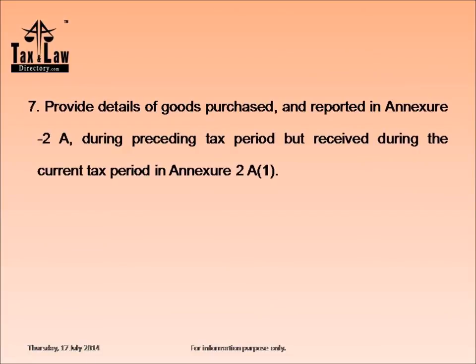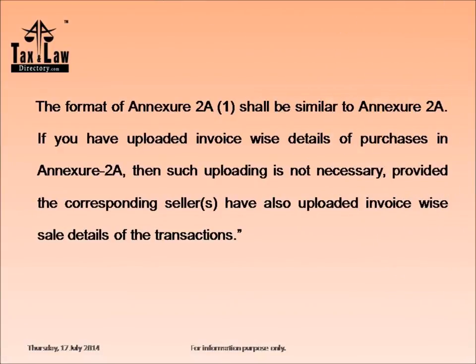Provide detail of goods purchased and reported in Annexure 2A during the preceding tax period but received during the current tax period in Annexure 2A1. The format of Annexure 2A1 shall be similar to Annexure 2A. If you have uploaded invoice detail of purchase in Annexure 2A, then such uploading is not necessary, provided the corresponding sellers have also uploaded invoice-wise sale details of transactions.